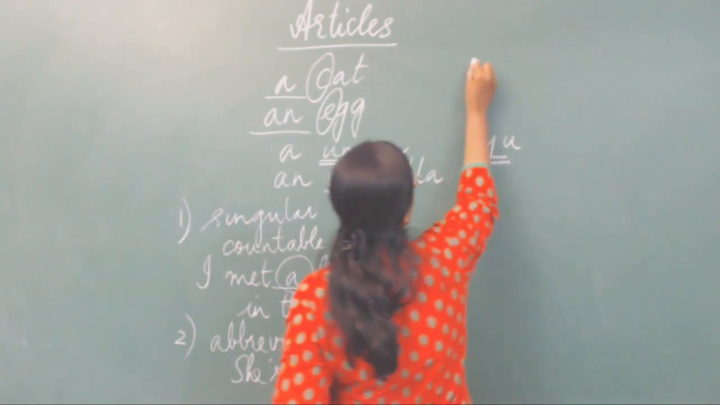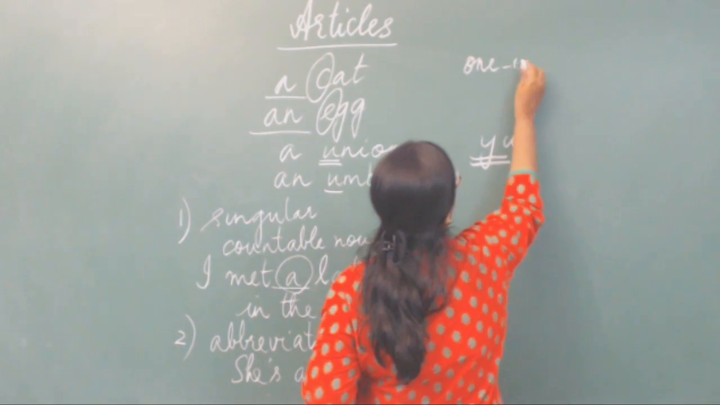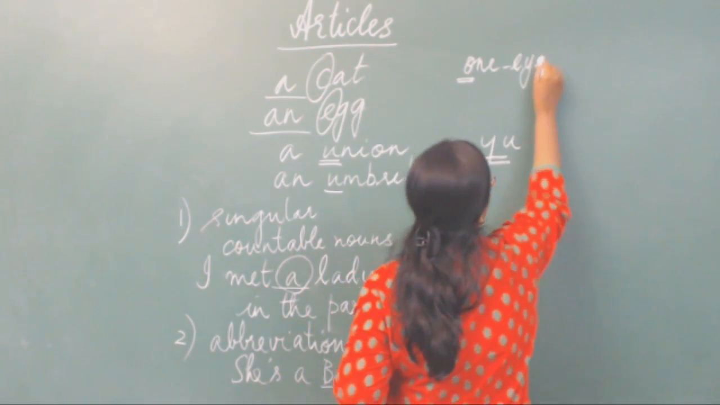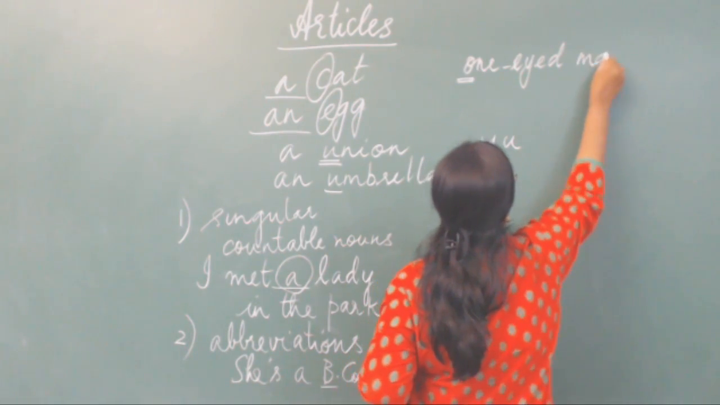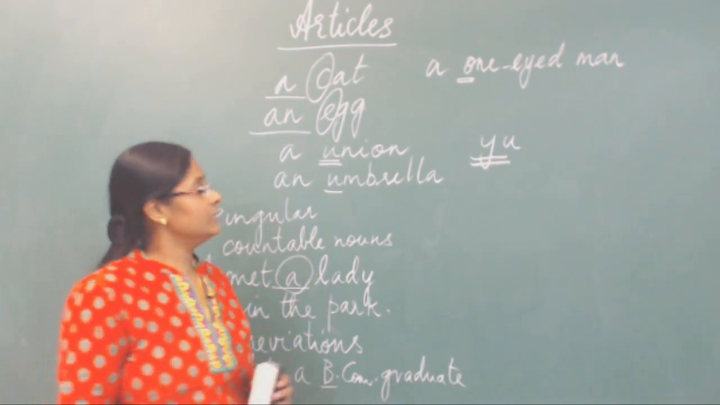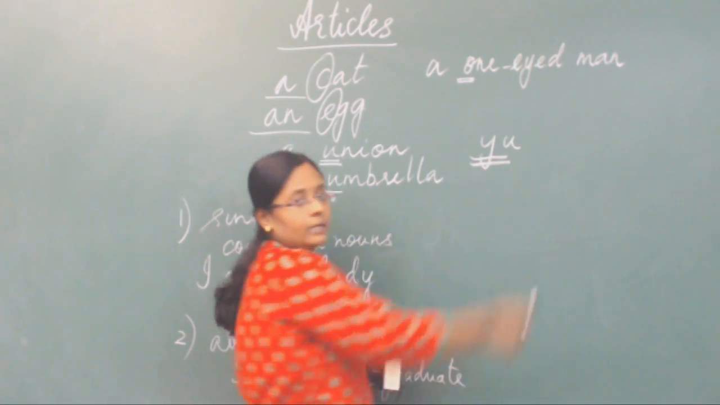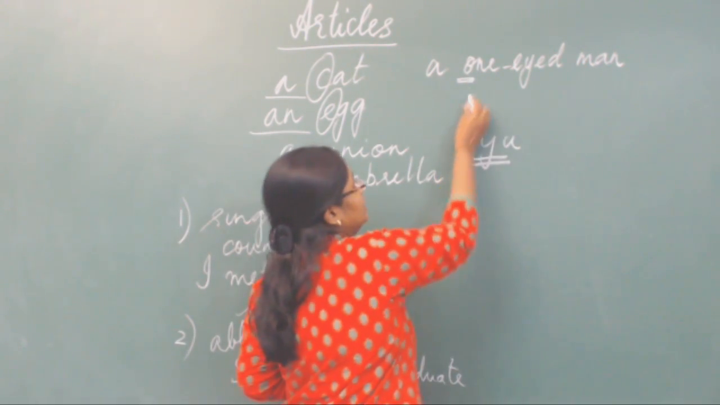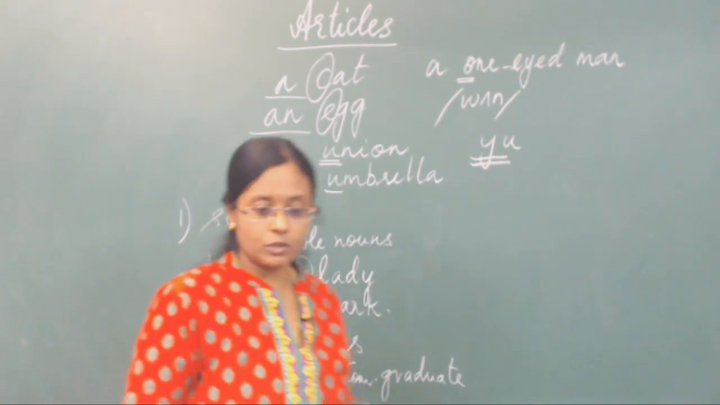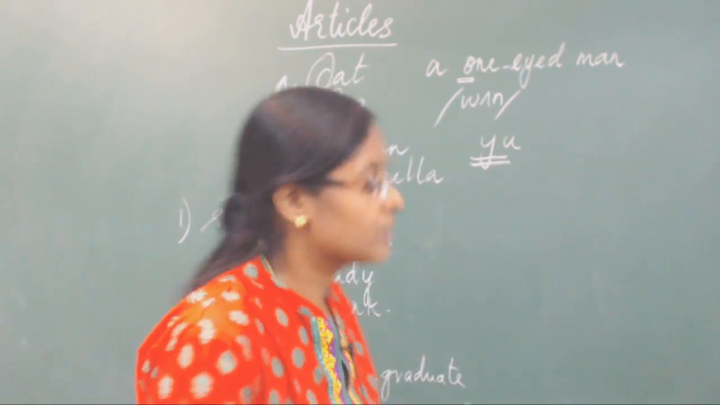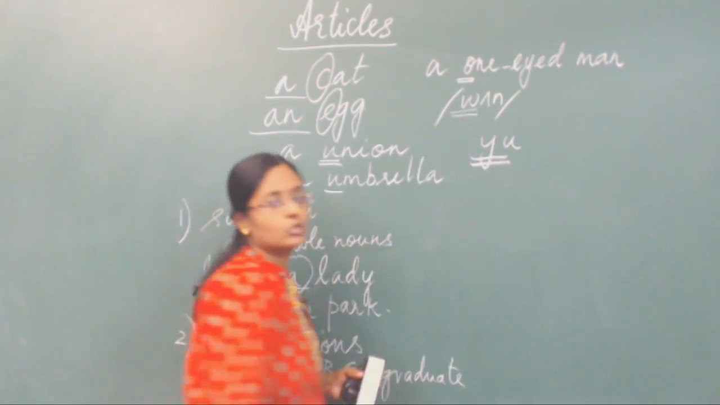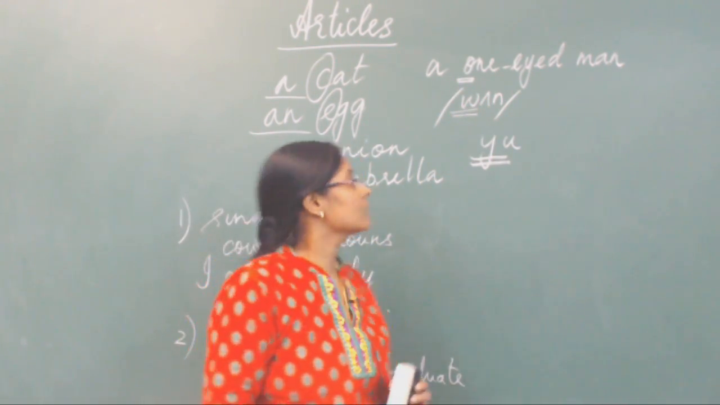Similarly, we have words that begin with vowels but with a consonant sound. A one-eyed man. Now please listen carefully. It's not an one-eyed man because the word one has to be pronounced. This is the phonetic transcription of the word one. So now this is the beginning sound, which is a consonant sound. It's one, right?